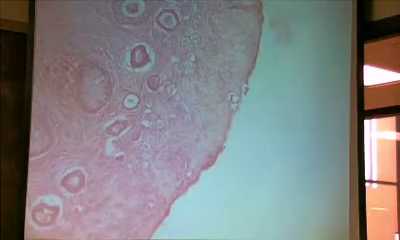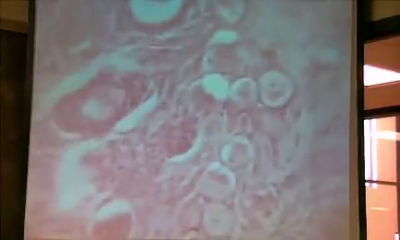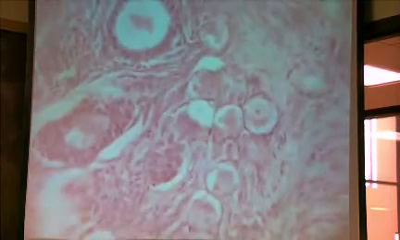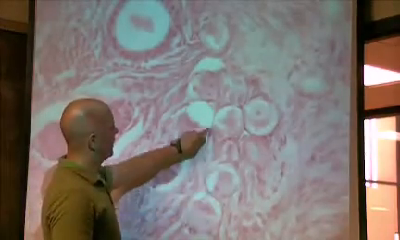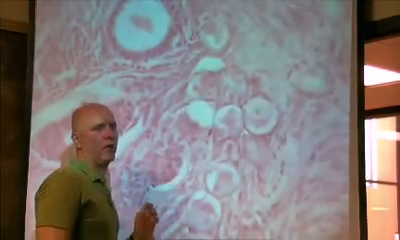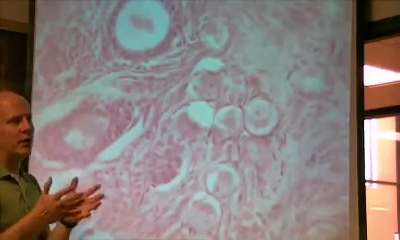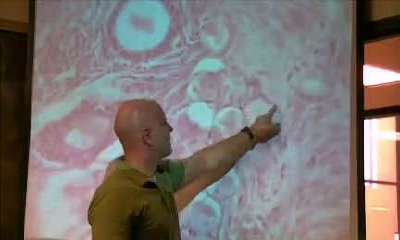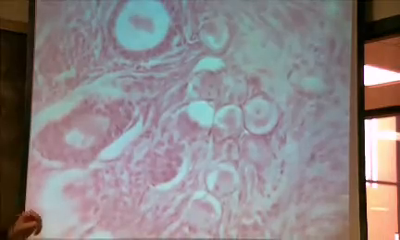Those are the primordial follicles. I'm going to go to high power here, just so we can see these guys a little better. Those are primordial follicles. These little guys here, here, here, here, here. Essentially all you're seeing is what looks like an oocyte. There is a small ring of cells around it, but you're not seeing much of anything.